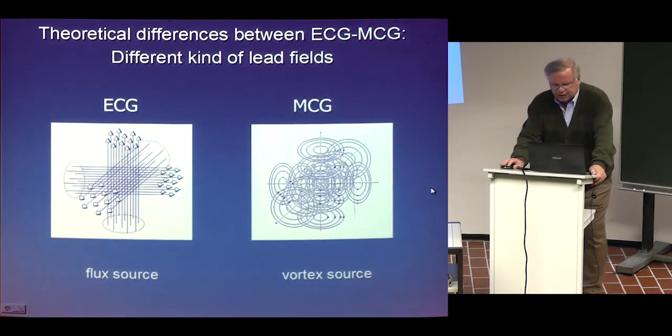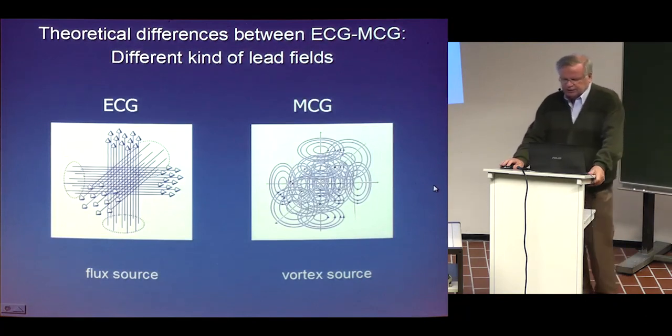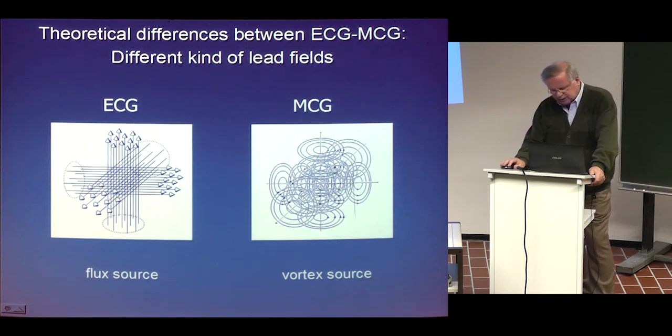I go to the theoretical differences. The theoretical differences come from the different kind of lead fields. In ECG, you remember that the flux source measurement is made with a system which has three orthogonal homogeneous lead fields, x, y, and z direction. And the vortex source, the magnetocardiogram, is detected with a detector having three orthogonal tangential lead fields.